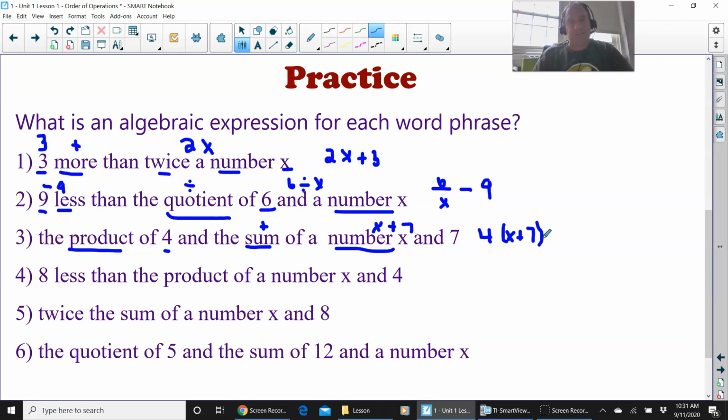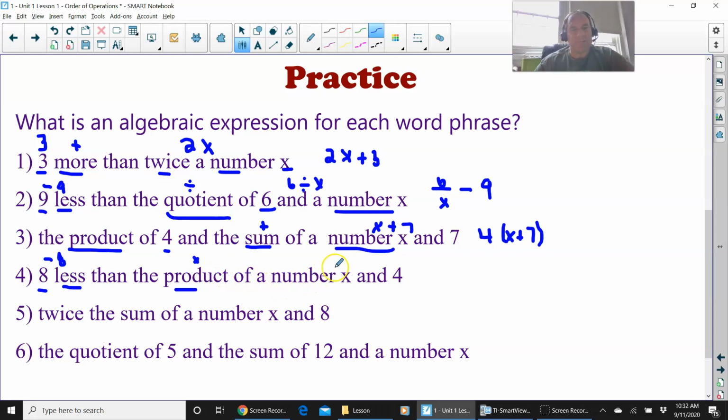Press pause now. All right, coming back with number 4, 8 less. There we go, 8 less again. I'm just going to put minus 8. Then the product, talking about multiplication. Usually you don't put an x for it because it looks like a variable, so you don't want to get a little confused with that.